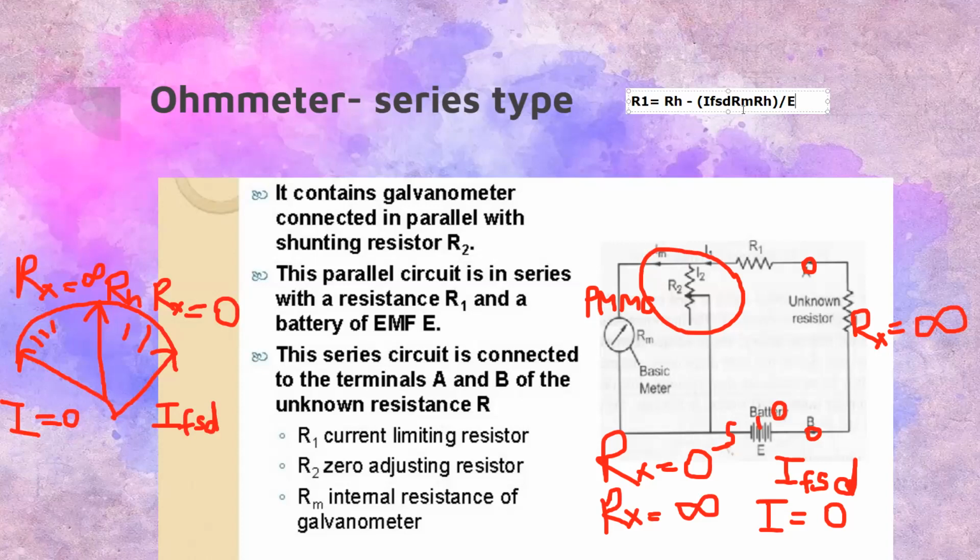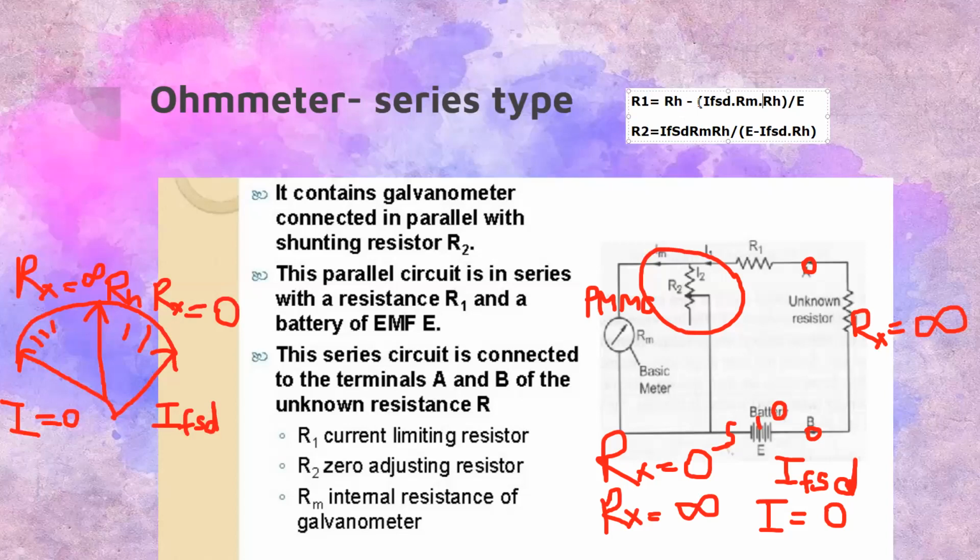And how do we find R2? R2 is equal to IFSD into RM into RH divided by the whole thing, E, that is EMF, minus IFSD into RH. This is the formula for finding out the shunt resistance, and the other is the formula for finding out the series resistance. So these formulae you should know.